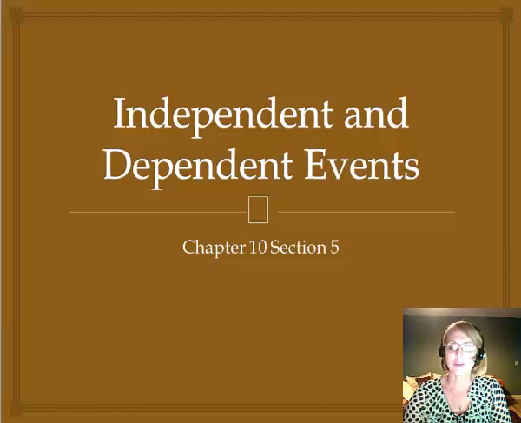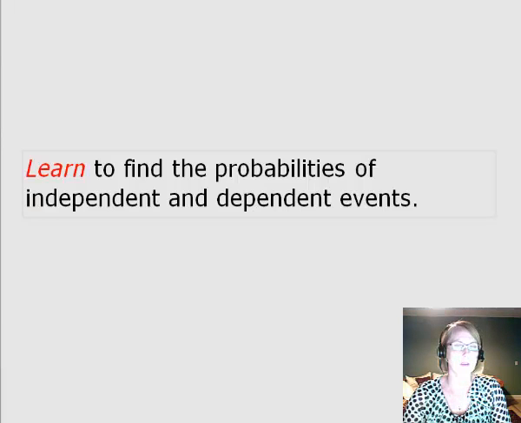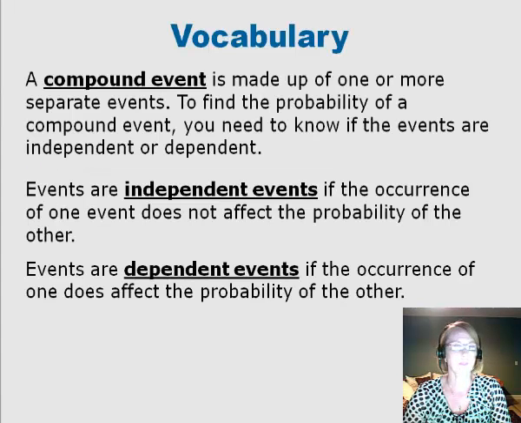Welcome to Chapter 10, Section 5, Independent and Dependent Events. Our objective is to find the probability of independent events and to find the probability of dependent events. We have three vocabulary words to start with.